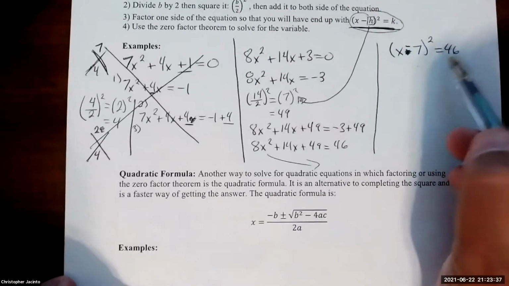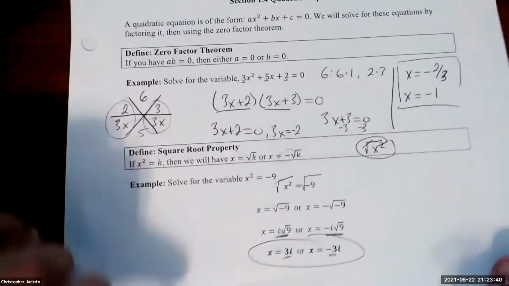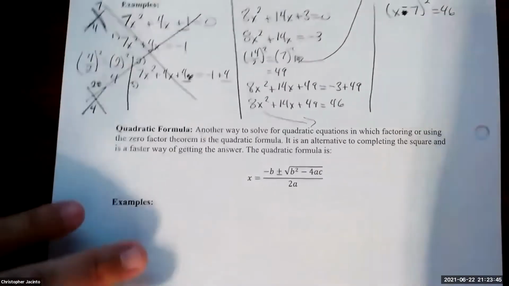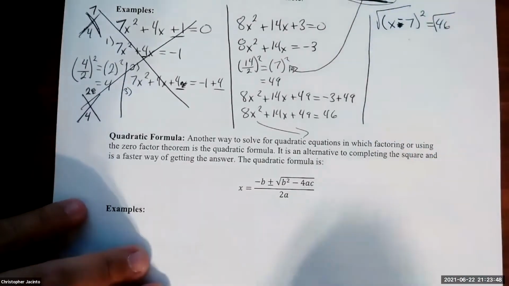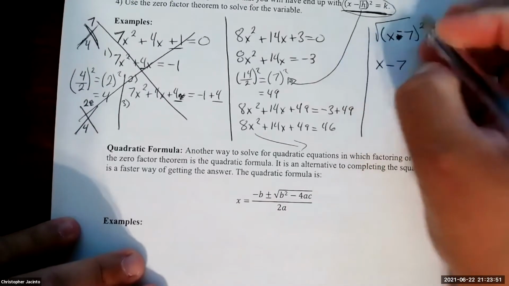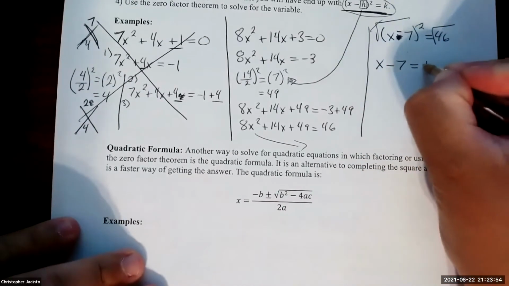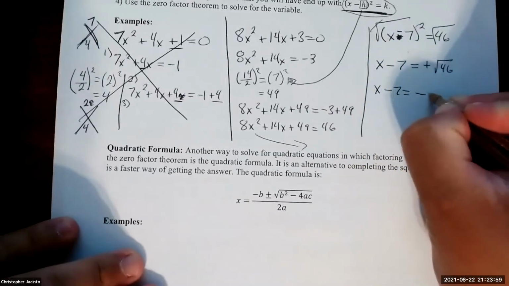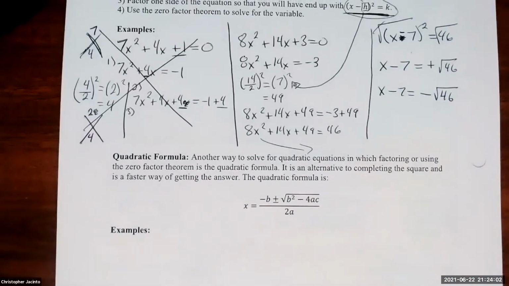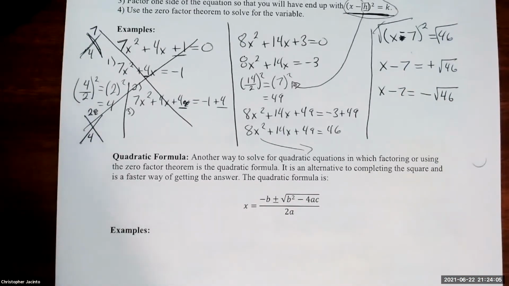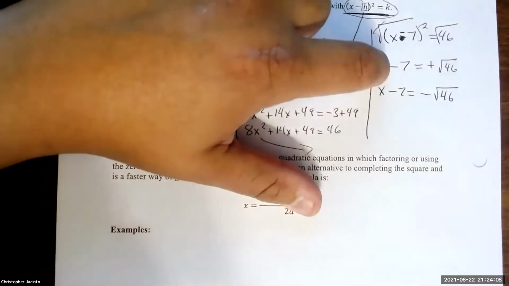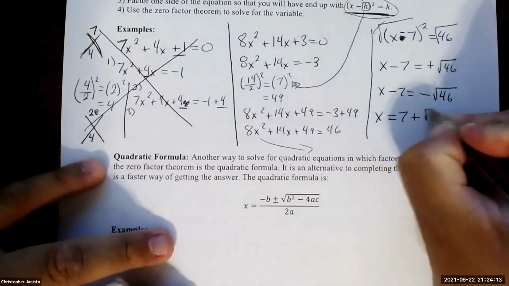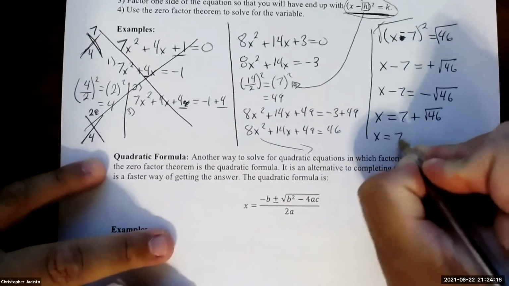So now that we have this, all we're going to do is take the square root of both sides. So we'll have x minus 7, because these cancel, equals plus the square root of 46, and x minus 7 equals the negative of the square root of 46. And then all we're going to do is add 7 to both sides. So we have x equals 7 plus this, and the other one is 7 minus this.